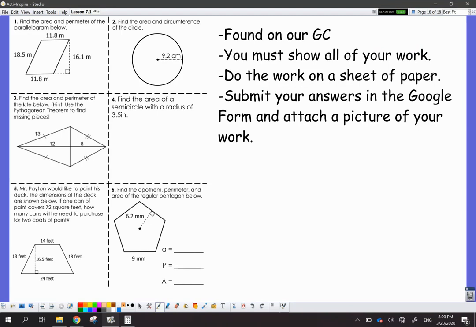Do it on a separate sheet of paper, take a picture of it, and submit it along with the Google form on our Google Classroom. That's how you get full credit for this assignment. Remember, if you have any questions, don't be afraid to email me, text me on Remind, or show up to the online tutoring sessions that me and Miss Caddy are hosting.